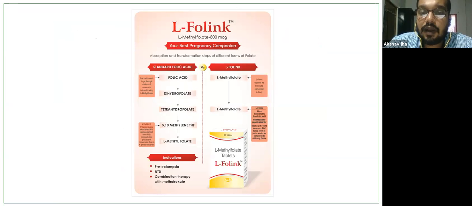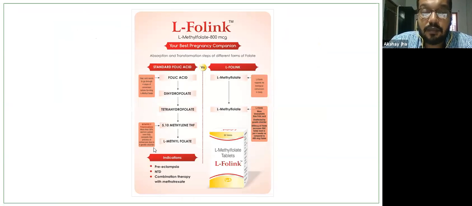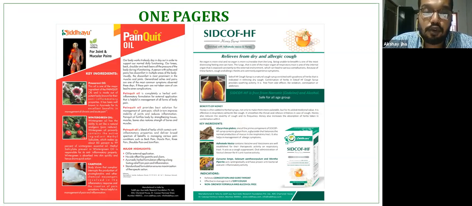Now, whenever you are using a one pager or a leave behind literature for that matter, if you are putting any kind of scientific data anywhere, it's important that you put references for that scientific data, because that authenticates that whatever you are writing, you are not writing randomly. There is research backed proof that these things work in this way, right? And that is basically a one pager.